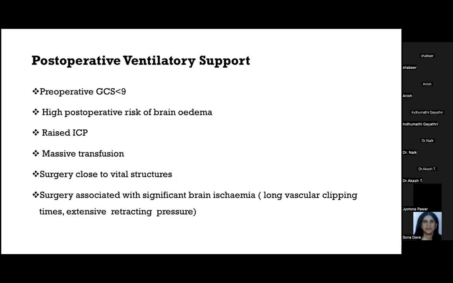When will these patients require postoperative ventilatory support? If the preoperative GCS is less than 9, if there is high postoperative risk of brain edema, raised intracranial pressure, massive transfusion, if the surgery has been close to vital structures, and surgery is associated with significant brain ischemia, like long vascular clipping times and extensive retractor pressure used.